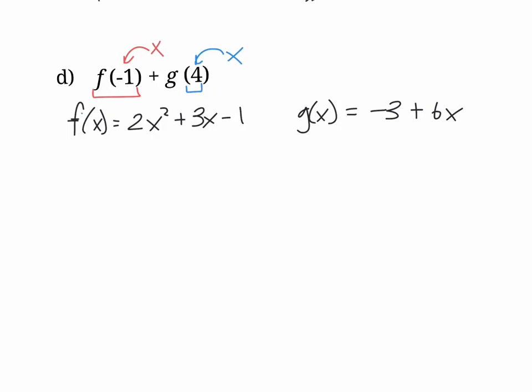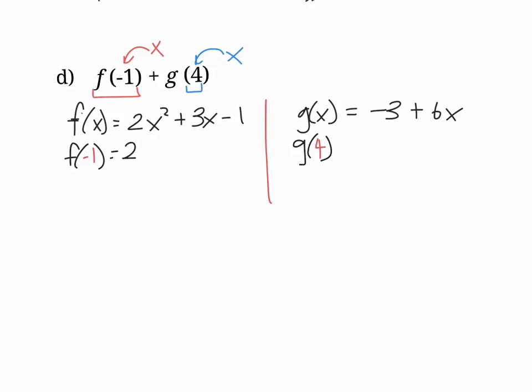So you could work on this whole thing at one time. I like to work on them separately. So I'm just going to put a line here. I'm going to find f at negative 1 first. And then I'm going to find g at 4. And then I'm going to put it all together. If you have a different way to do it, as long as you get the same answer, not a problem. You want to work on them simultaneously.